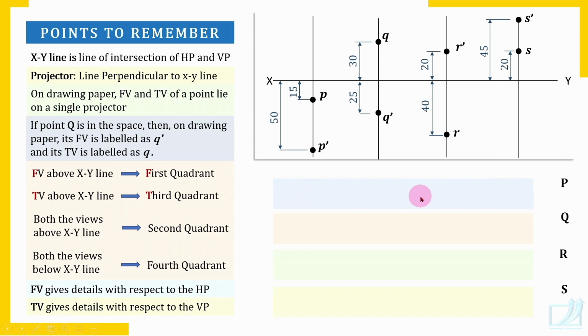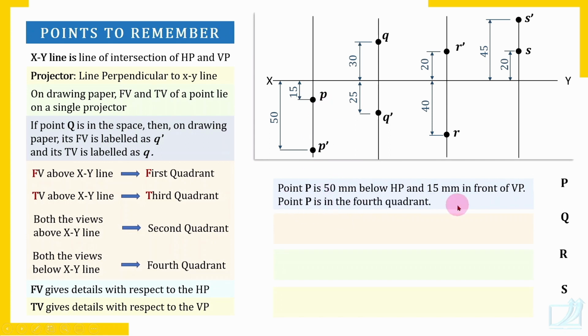Okay, so let's try to write the position of these points in words. Point P is 50 millimeters below HP, because the front view is below XY line, and 15 millimeters in front of VP. Also, both views are below XY line, so we'll write point P is in the 4th quadrant.